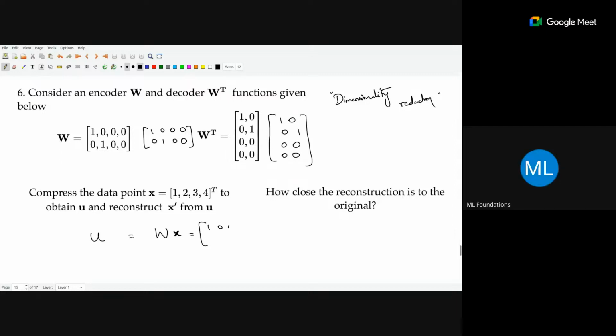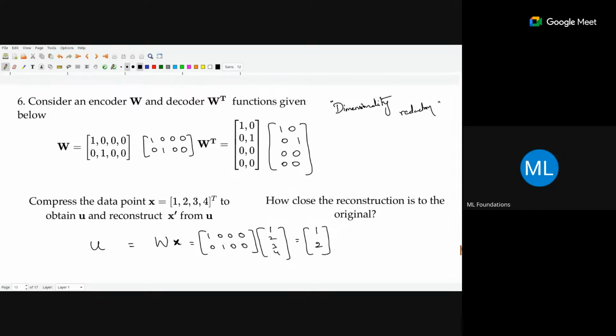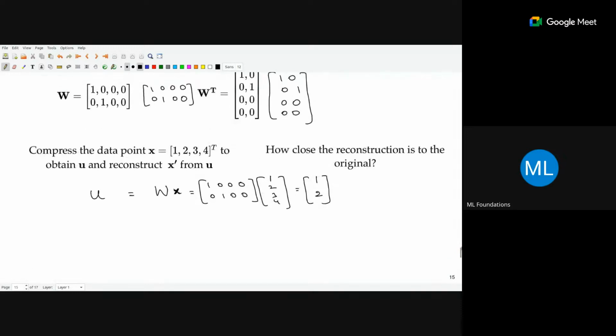Yeah, right. So it will be 0 0 0 1 0 0 multiplied with 1 2 3 4. So this will be 1 times 1, 0 times 2, 0 times 3, 0 times 4. It will be 1 plus 0 plus 0 plus 0, so 1. And the next row is 0 times 1, 1 times 2, 0 times 3, 0 times 4. So it will be 2. So you are going to get (1, 2) whole transpose for the vector 1 2. Okay, column vector 1 2.